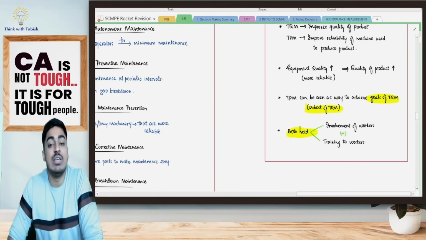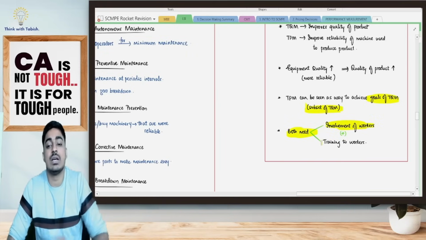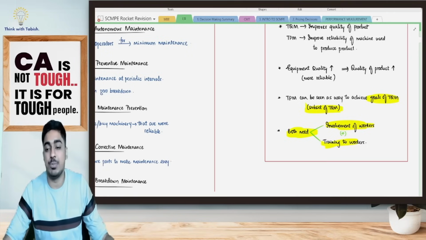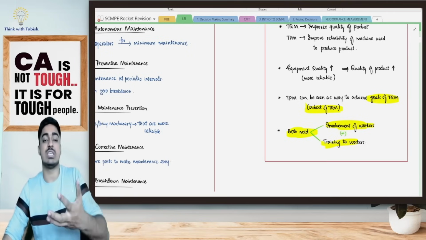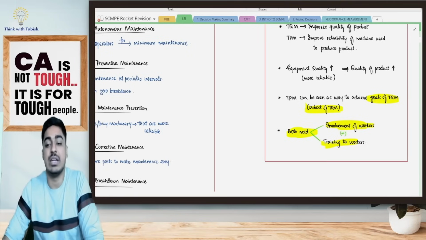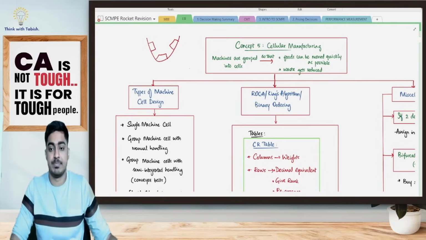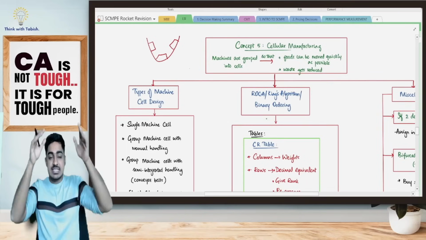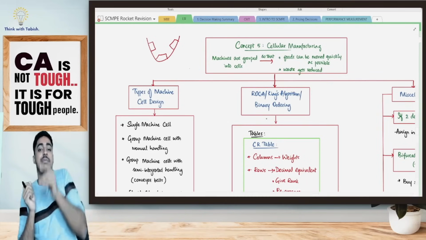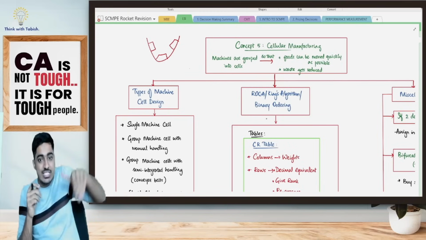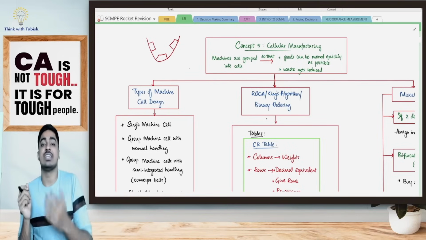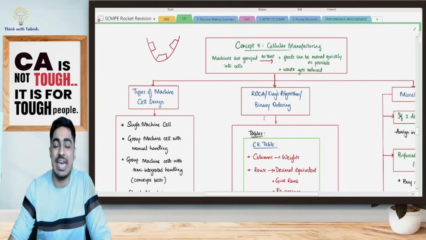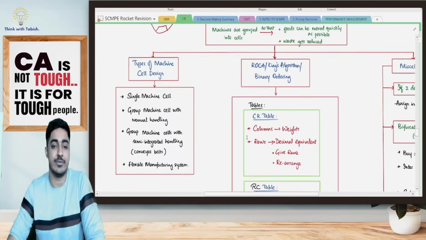Yes, ultimately both need the involvement of worker as well as training given to my employees, because ultimately employees will have to suggest me how things can be done in a better way. Is it clear, everyone? Next, we have cellular manufacturing. Here again, your machines are grouped into cells, U-shaped cells, so that goods could be moved as quickly as possible. Waste gets reduced, work in progress gets reduced. And if any defects are there, we can quickly identify them.